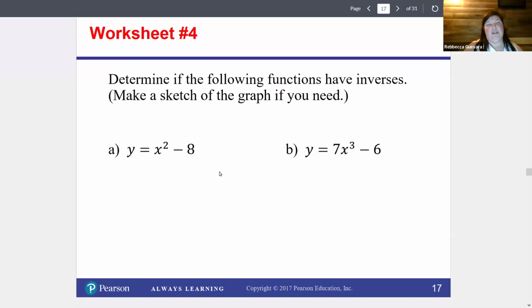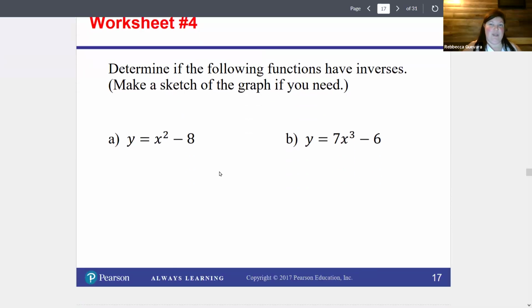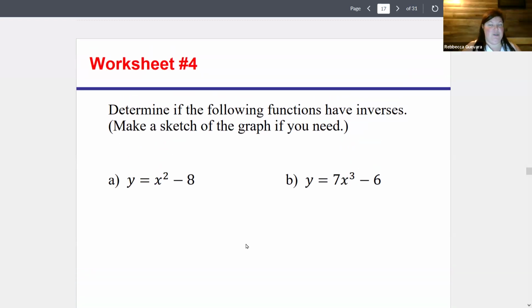So these ones you could try to reason out whether it's going to be a function or not, or try to do a quick sketch of what it would look like. These are pretty easy ones. There's only like a small shift to the whole graph. But determine if the following functions are inverses, and then make a sketch if you need to, to kind of decide which it would be. So I'll give you a moment on that and come back here.